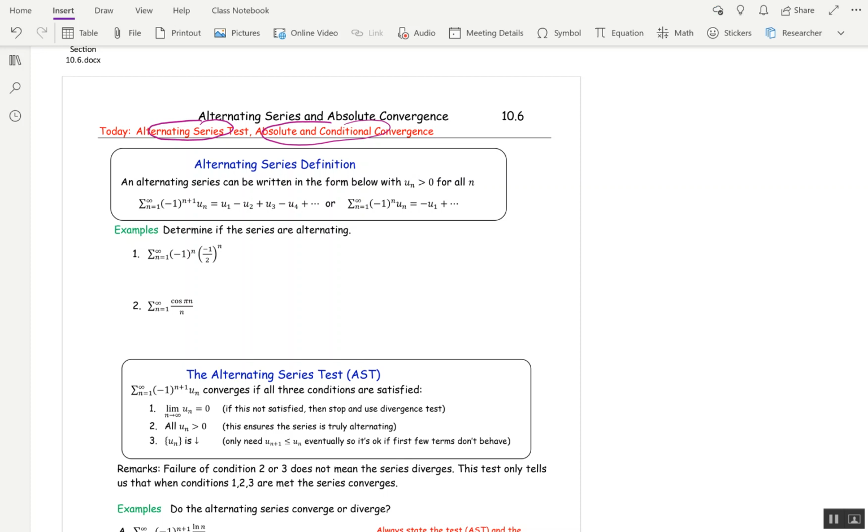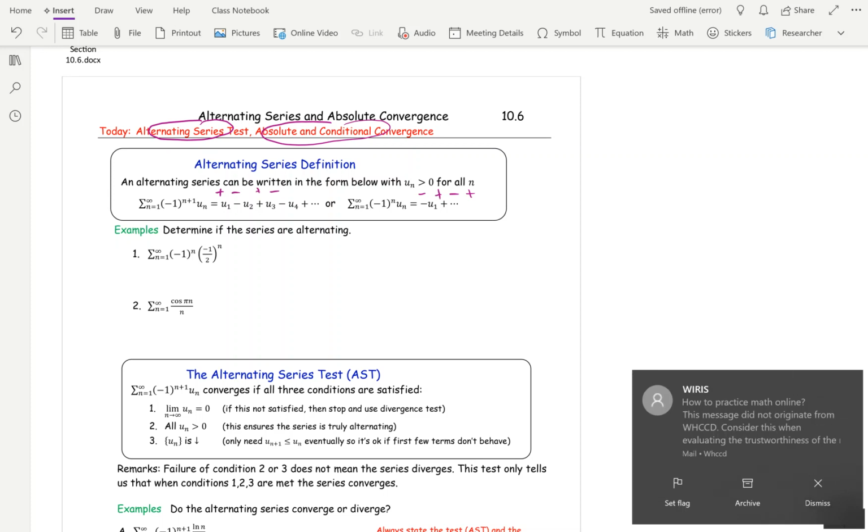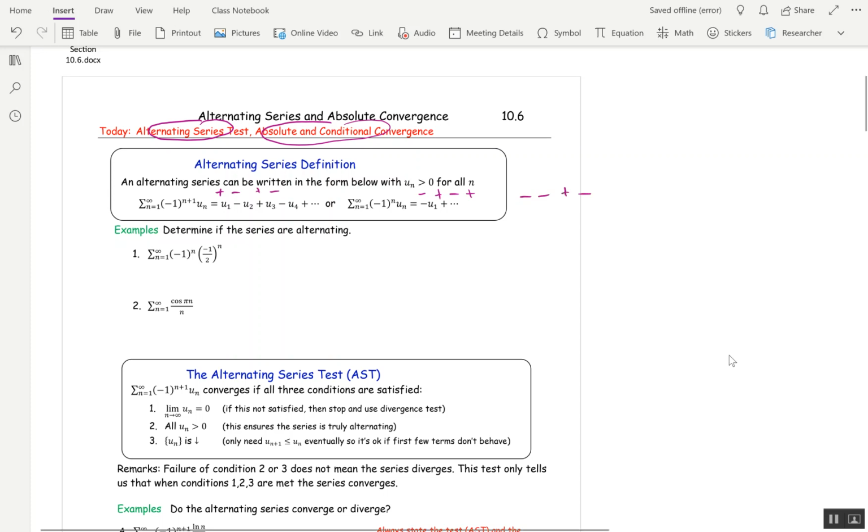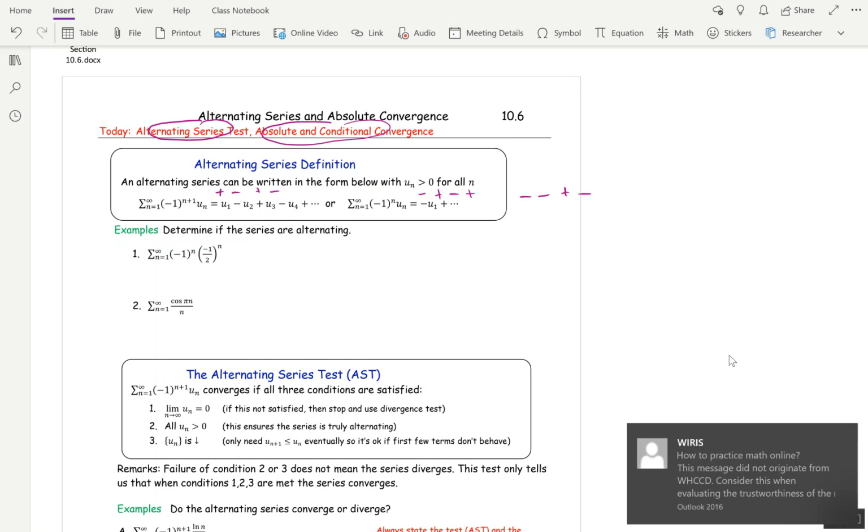So an alternating series is one where the terms alternate between positive and negative. So they're going to go plus, minus, or they can start with a minus, but then they'll go minus, plus, minus, plus. What you can't have is anything where the terms don't strictly alternate between positive and negative. So let's look at these two examples here.